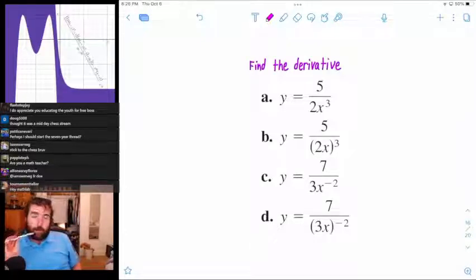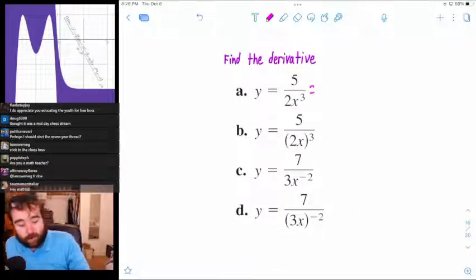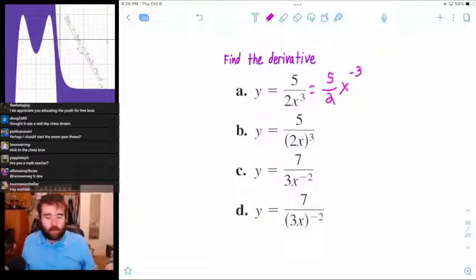All right, so we're doing more power rule stuff because if you see, all of these are really just power rule problems. We just got to get a lot of practice with it. So we got to rewrite it, of course. So this is, let's see, the 5 halves just stays. And then x to the negative 3, because of course negative exponents, fractions.